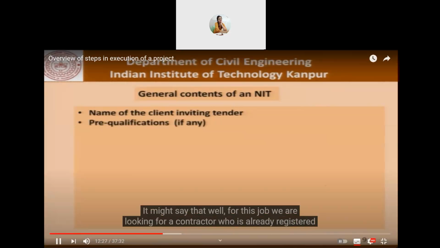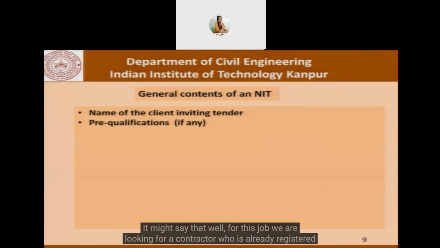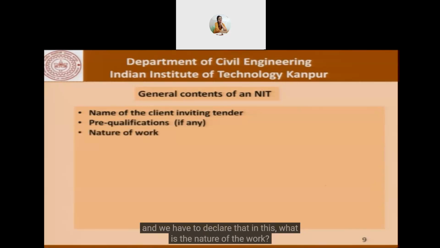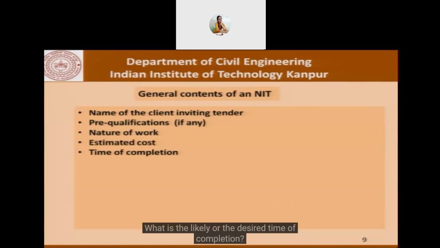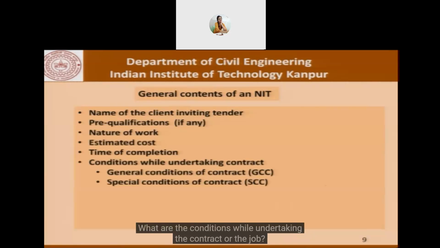It might say that, well, for this job, we are looking for a contractor who's already registered with us. So there is a procedure by which different organizations have pre-registered contractors, and we have to declare that in this. What is the nature of the work? Whether it primarily involves construction of a house, or primarily civil work or electrical work or whatever it is. What is the estimated cost? What is the likely or the desired time of completion? What are the conditions while undertaking the contract or the job?